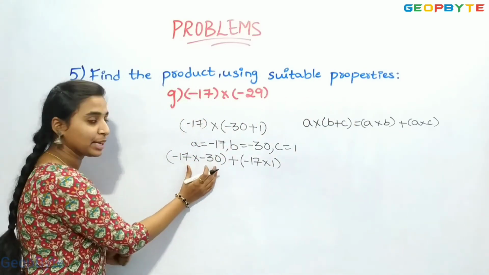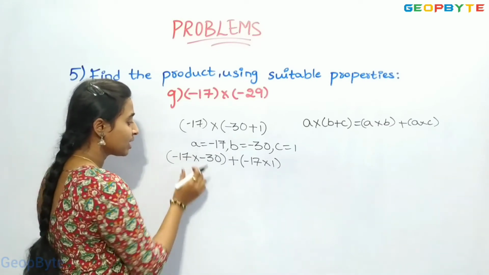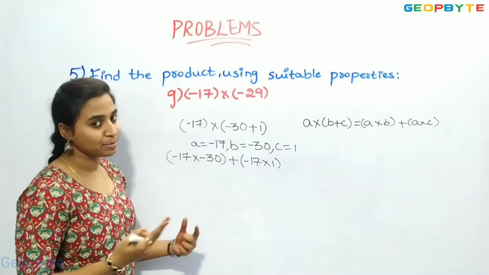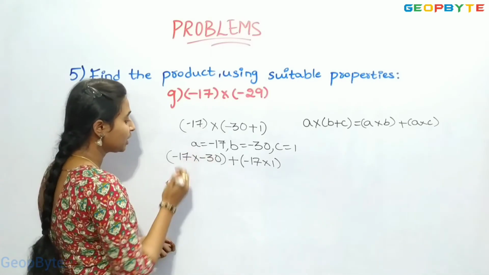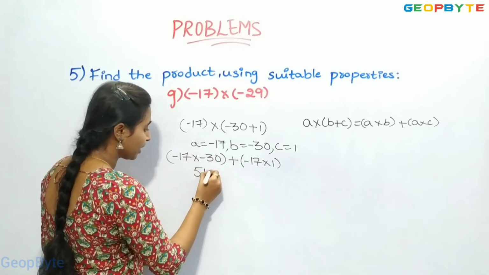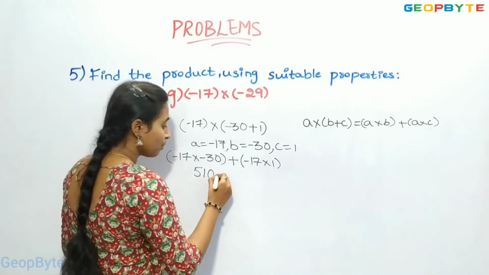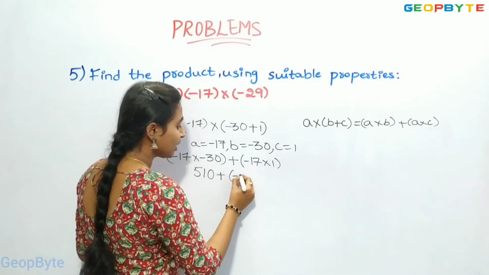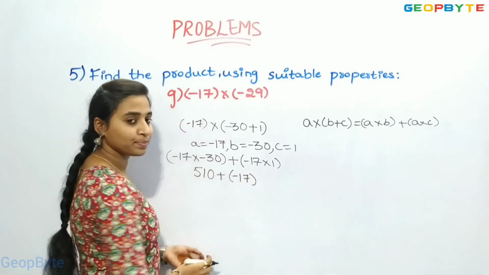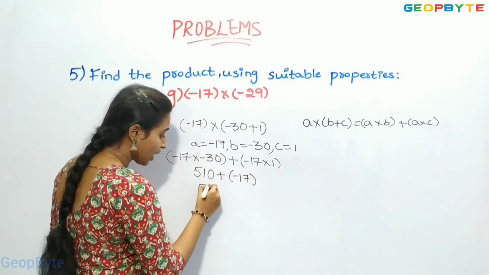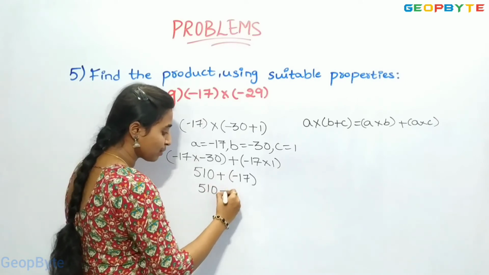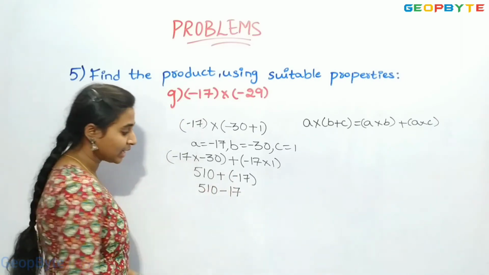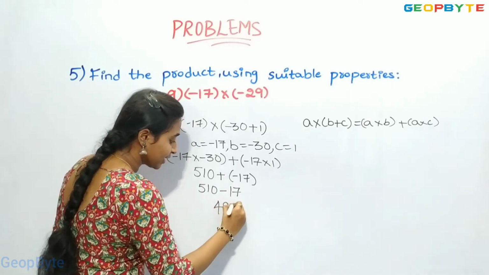Now, let us multiply these two numbers. 17 into 30. First, minus into minus becomes plus. 17 into 30 is 510. Right? Plus 17 ones are 17. Minus is there, so minus 17. Right? Now, 510 plus minus 17. 510 minus 17 is 493.